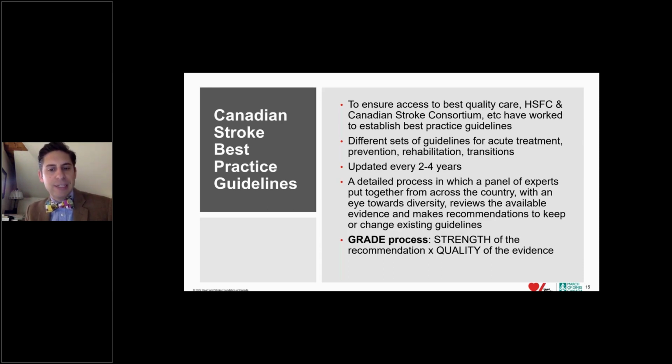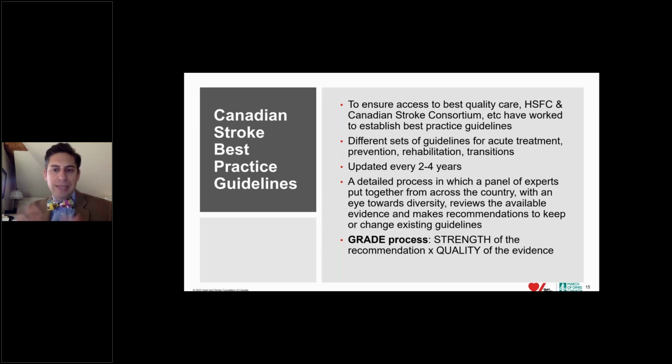And what is new in this edition is that we have not just made the statement, but we have associated that statement with both the strength of the recommendation, how strongly we believe that that recommendation should be followed, and the quality of the evidence that goes behind our making that recommendation.